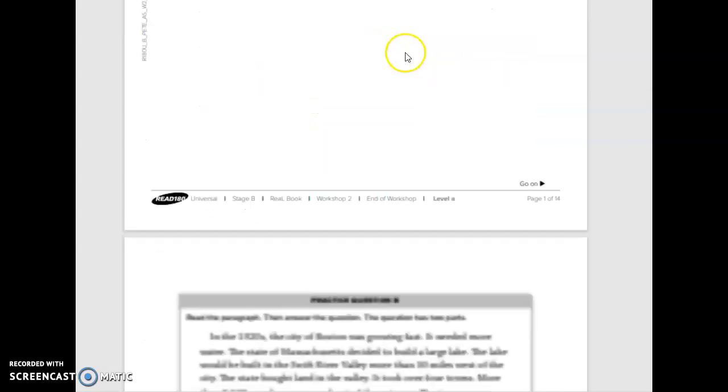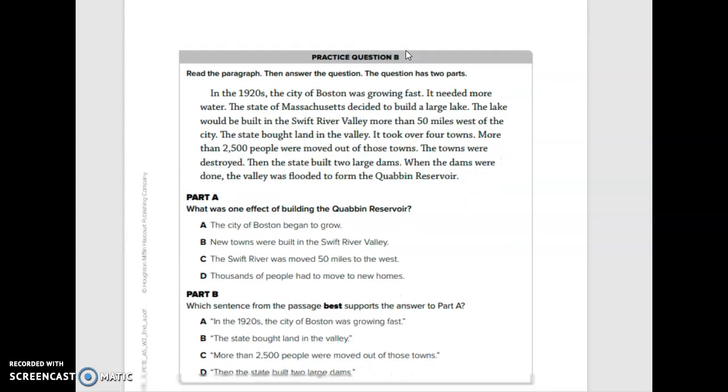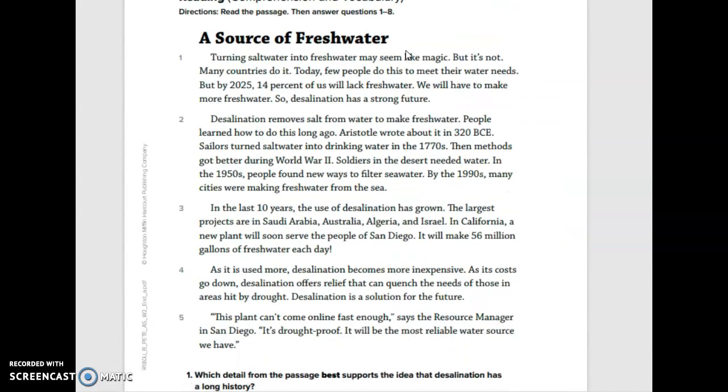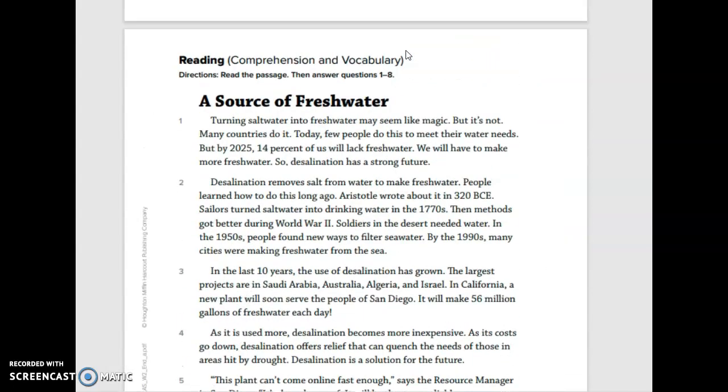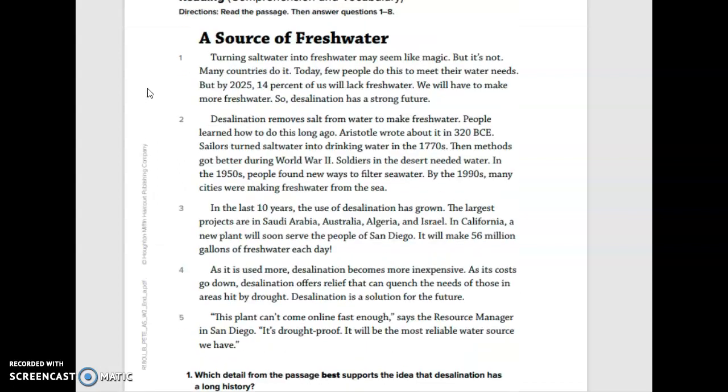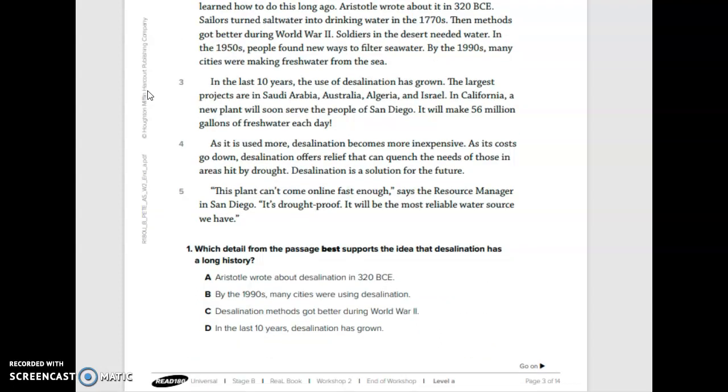So these practice questions we would have done together. So I'm going to skip to page 3. So go ahead and turn to page 3 and find this text, A Source of Fresh Water. All right, guys, so the direction is to read this passage and then you're going to answer questions 1 through 8. So go ahead, take your time and read through this and then come back to the video to answer the questions.